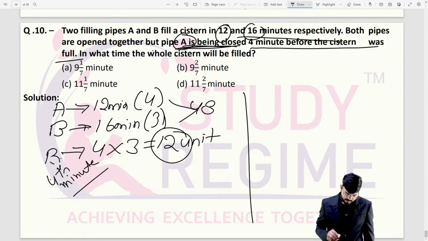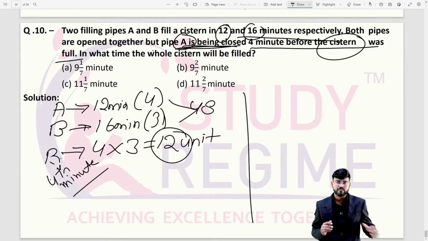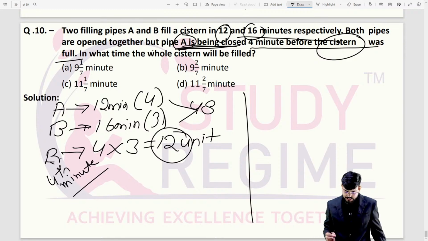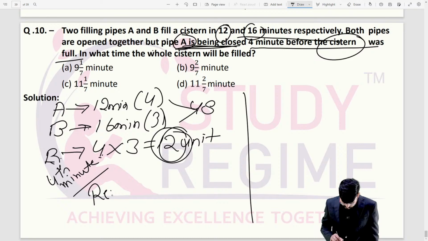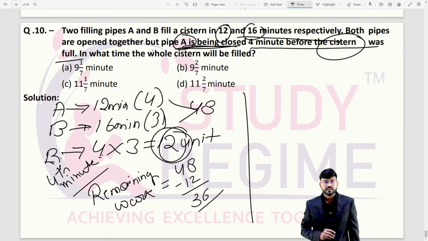Clear? Since it is given in the question that A is closed 4 minutes before the cistern was about to fill, pipe B was continuously working. So the amount of work done by B in the last 4 minutes is 4 into 3, you will get 12 units of work. Okay. Now we will calculate the remaining work. 48 minus 12, you will get 36. You will get 36 units of work.